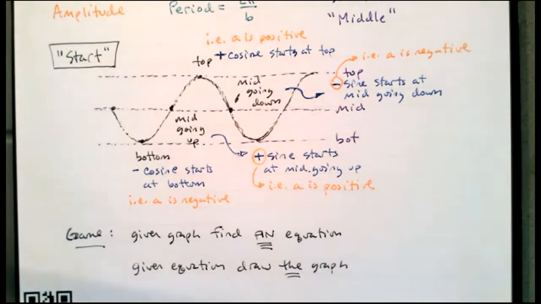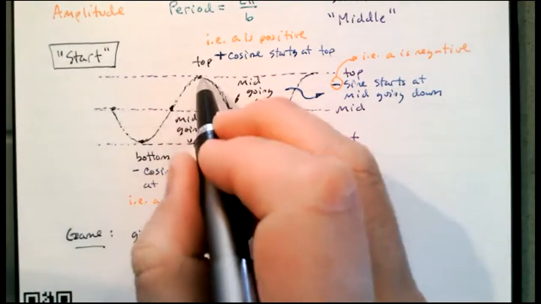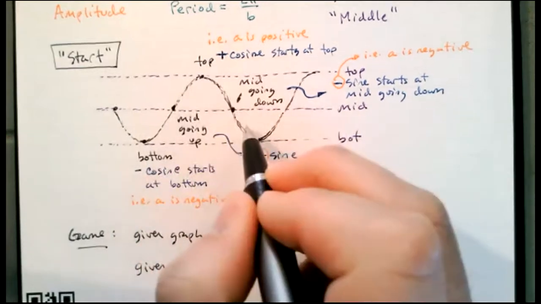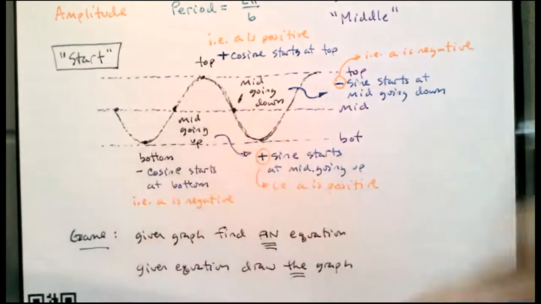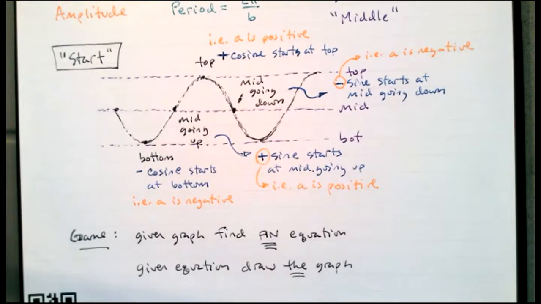Notice that when I said find an equation, that's because there are a lot of different ways to describe the same graph. But if I give you an equation, it will only have one graph. If I tell you where the bottom, the middle going up, the top, and the middle going down are, if I give you all 4 of these points, you have 4 choices of where the graph starts. For any graph, it will have a representation with positive cosine, negative cosine, positive sine, and negative sine.